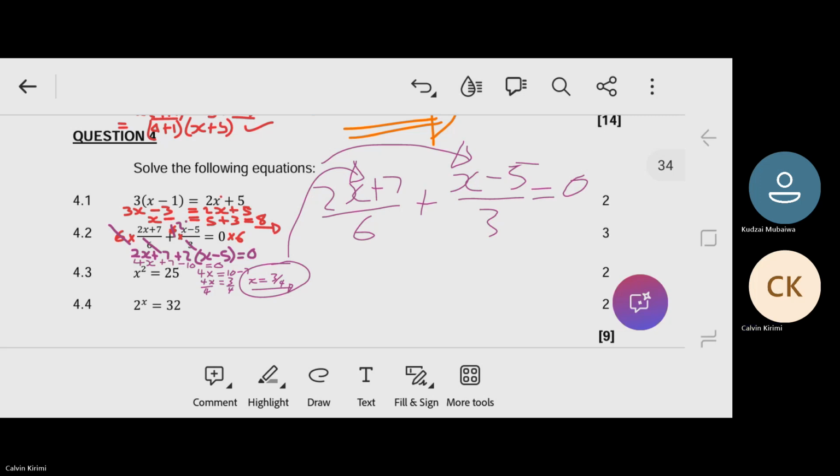Are you done? Yes, sir. What answer are you getting? 0. So which means it's correct. If you do not get 0 when you substitute, that's the indicator to say you are wrong. You must redo it again. You can mark for yourself before you submit your question paper.